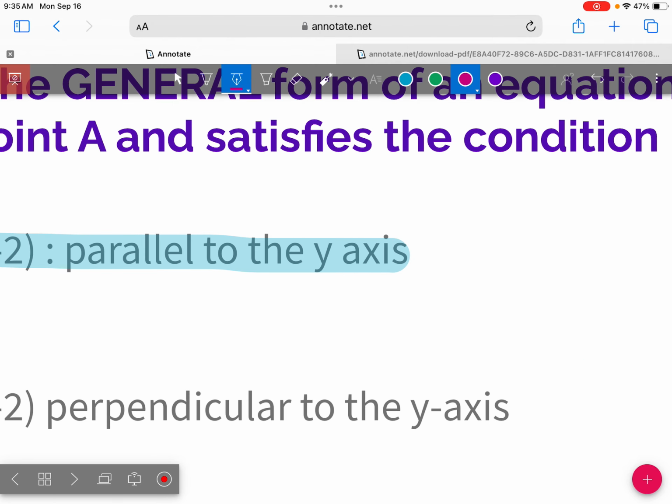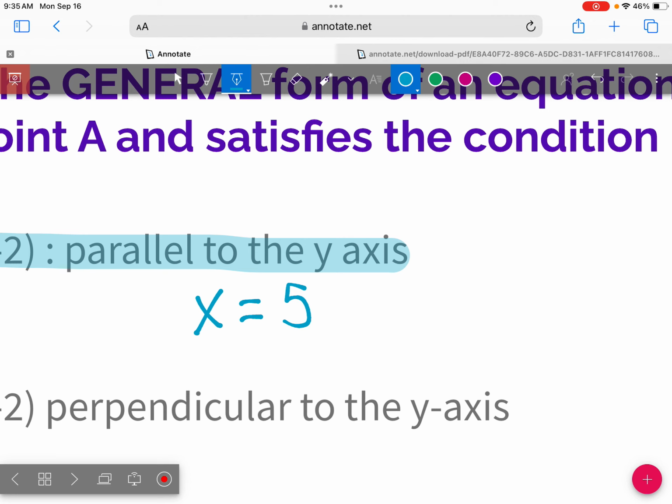That is not our final answer. We still have to write the equation. Since the slope is undefined, I can't have a y equals. That's what that means. My x is locked. What is my x locked at here? 5. X equals 5 is a vertical line.